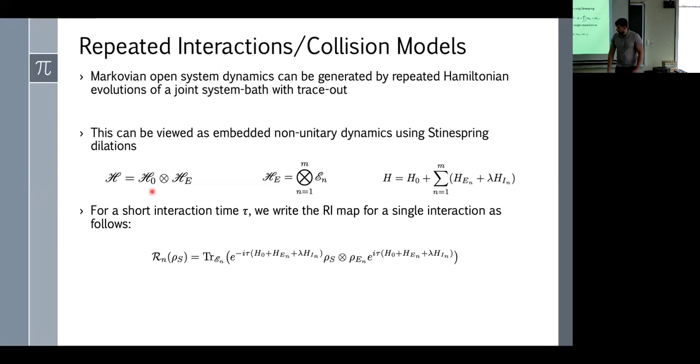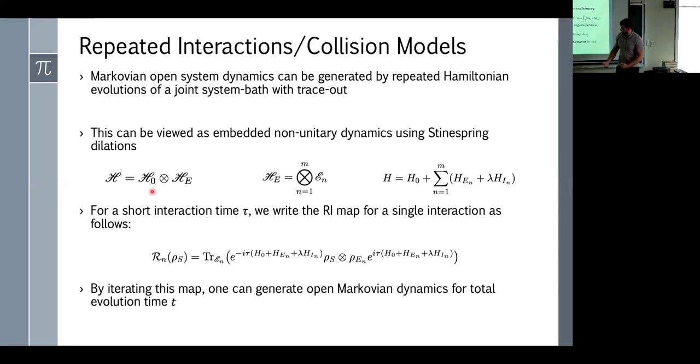So for some short interaction time, we can write down a map that does this process like so. This is just for a single iteration with one finite element of the bath, where the map itself is only acting on rho S. Part of the action of the map is to dilate the system and tensor on part of the environment, do some unitary evolution, and then trace out or discard the environment subspace. And then by iterating this process for some desired simulation time, we can generate the dynamics.